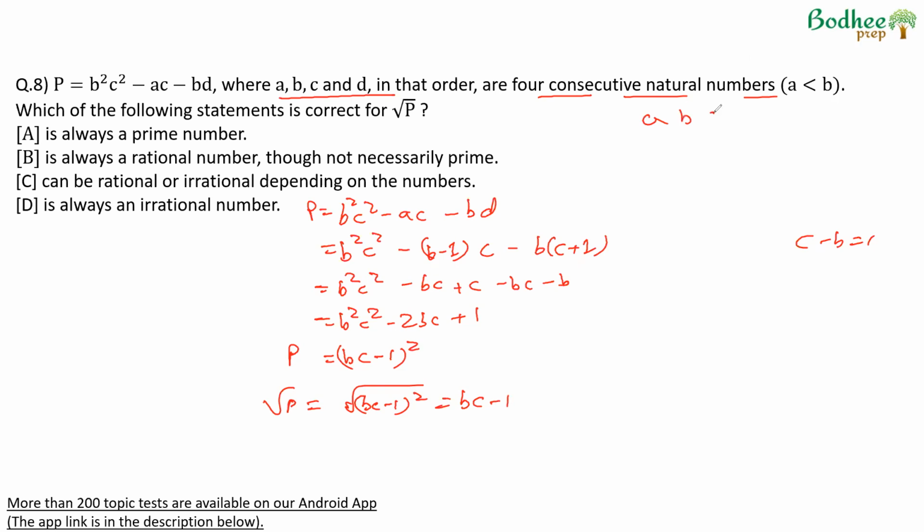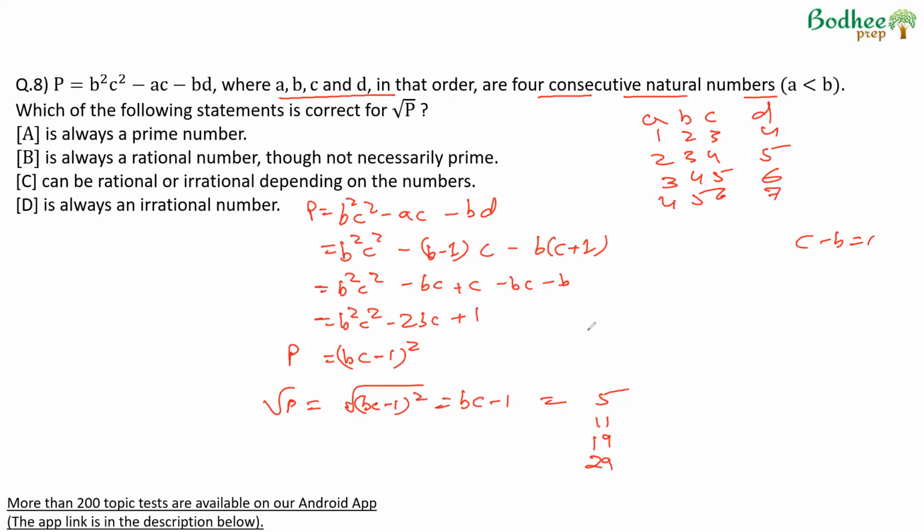Now if you look at A, B, C, D and put values as 1, 2, 3, 4, in this case it will be 3 2s are 6 minus 1, 5. If you put values 2, 3, 4, 5, it will be 4 3s are 12 minus 1, 11. If we put 3, 4, 5, 6, 4 5s are 20 minus 1, 19. 4, 5, 6, 7, 5 6s are 30 minus 1, 29.